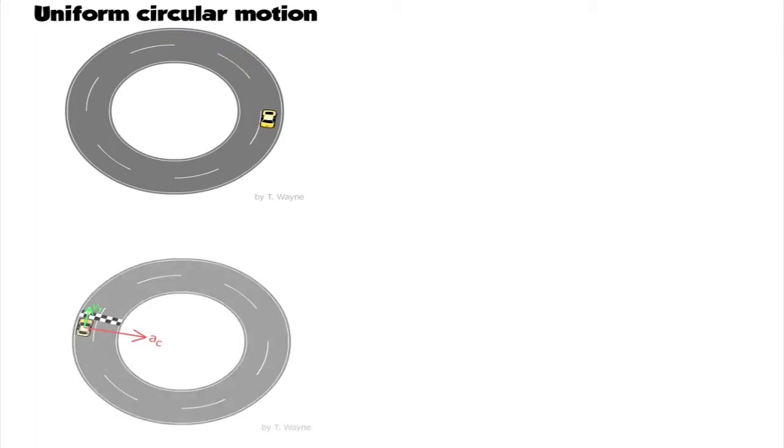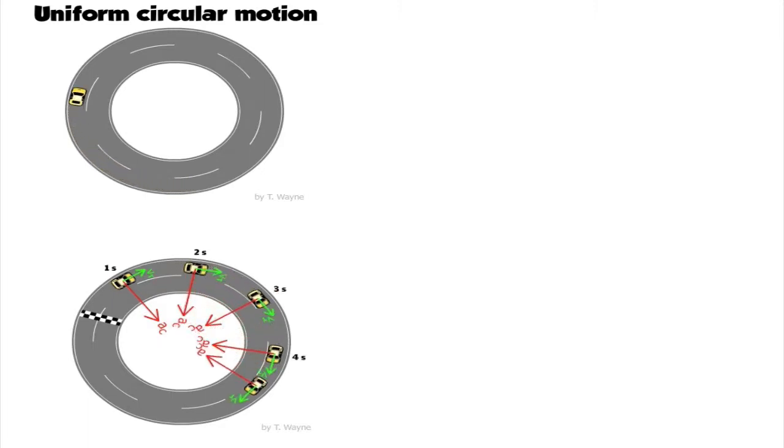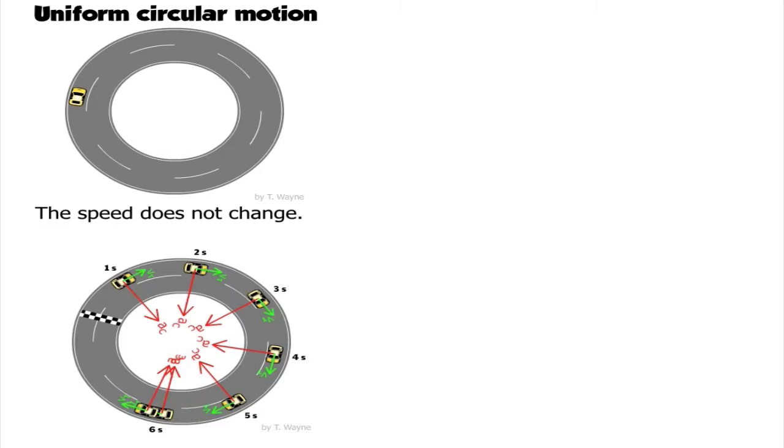Now this is what the vectors look like as it goes through uniform circular motion. What makes it uniform is that velocity vector. When I'm looking at this, the speed doesn't change. In other words, the length of the vector doesn't change. Its direction changes, so that means the velocity changes, but the speed does not change. Let's look at what we know about this.